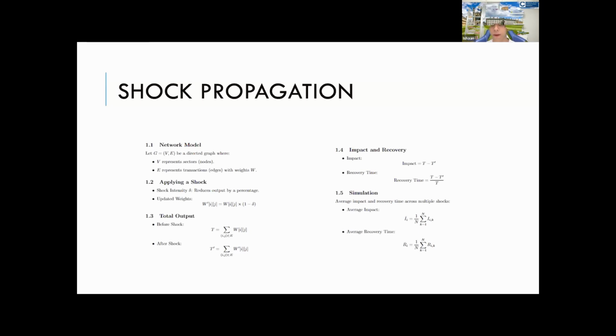This leads to an impact, which is the difference between the initial total output and the new total output. And the recovery time is given by the time the network takes to recover to the original output. The average impact and recovery time across multiple shocks is given by the equations in 1.5.